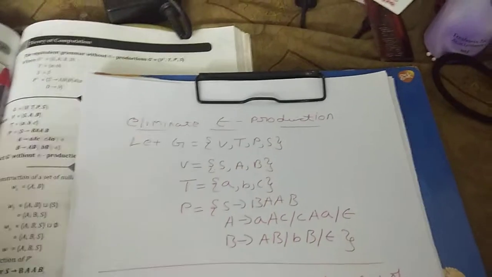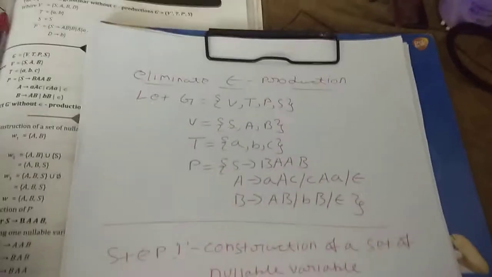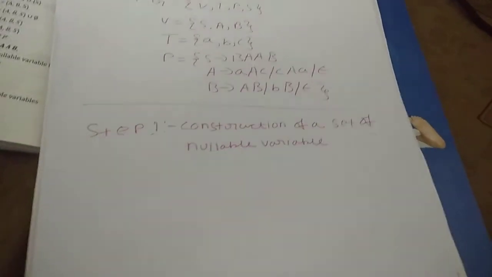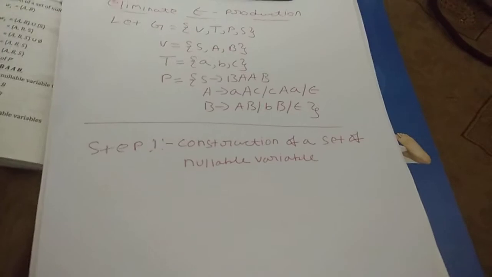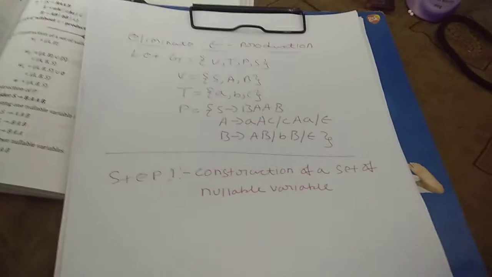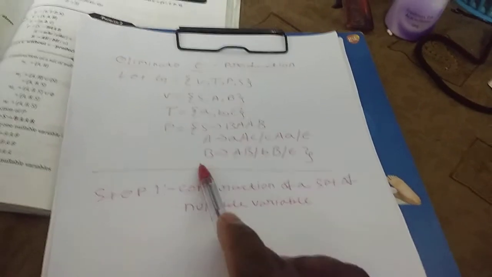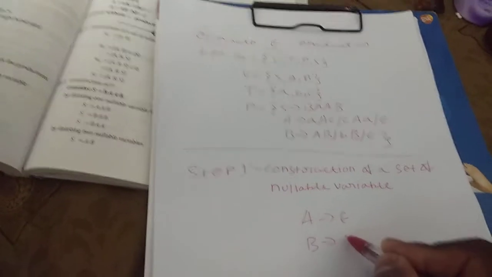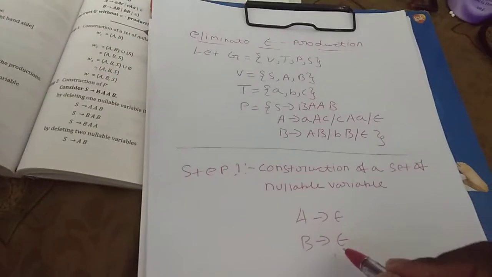Here are the steps and methods to eliminate epsilon productions. Step 1 is the construction of the set of nullable variables. First of all, what is a nullable variable? Whichever non-terminal tends to epsilon is called a nullable variable. In this problem, A tends to epsilon and B tends to epsilon. These are the nullable variables.